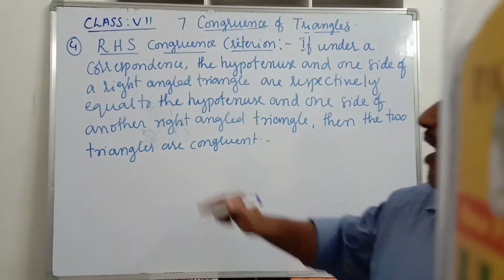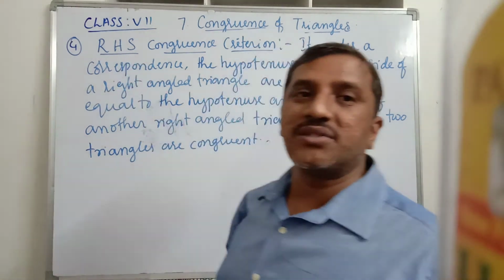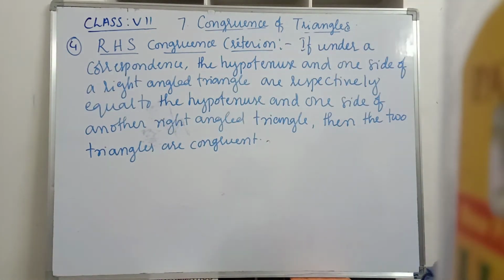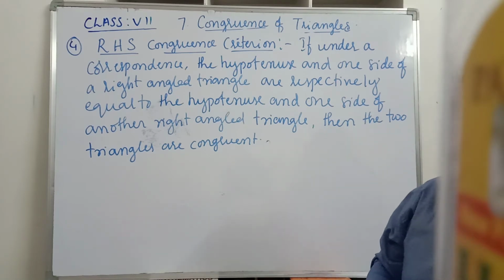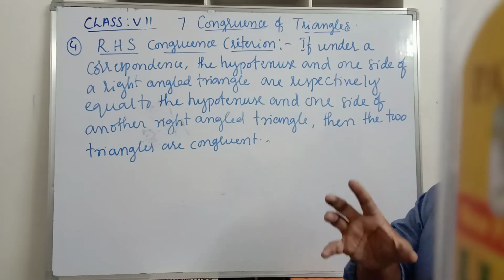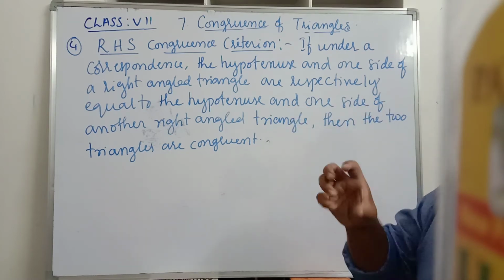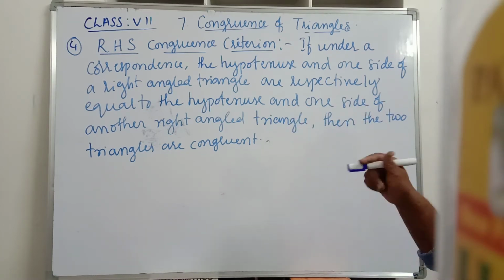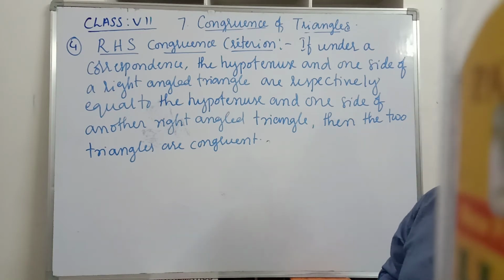Why? Because the term hypotenuse is related to the right angle triangle. What is the hypotenuse of a right angle triangle? The longest side of the right angle triangle, or the side which is opposite to the right angle of a triangle, is known as the hypotenuse.